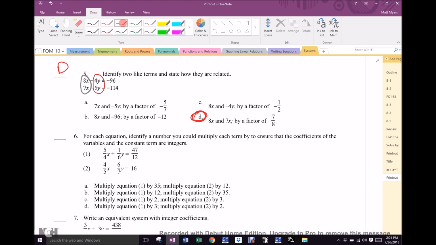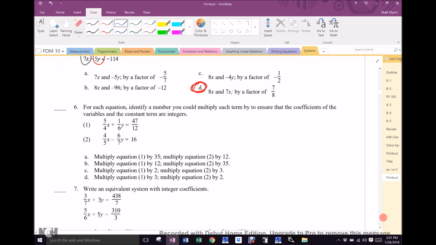Number 6. What would you multiply this by? Well, if you multiplied this by 12, you'd get rid of all of them, because 12 covers 6 and 4. And if you multiplied this one by 35, you'd get rid of 7 and 5. So it was B.